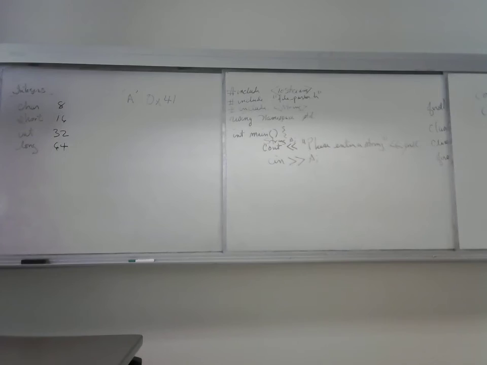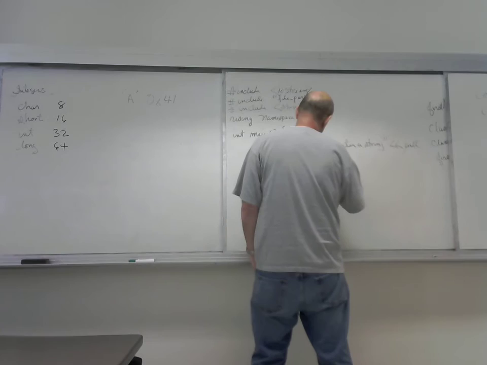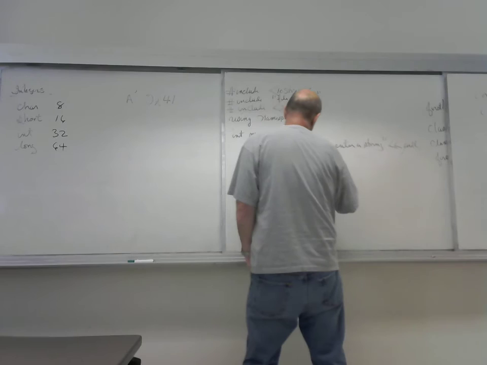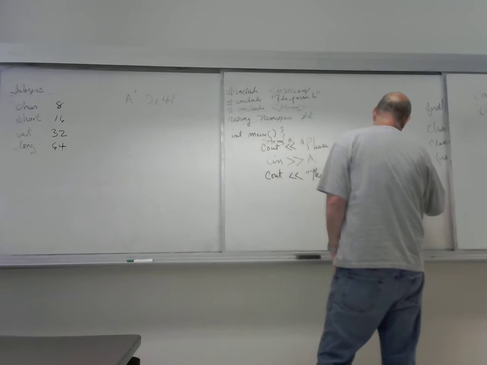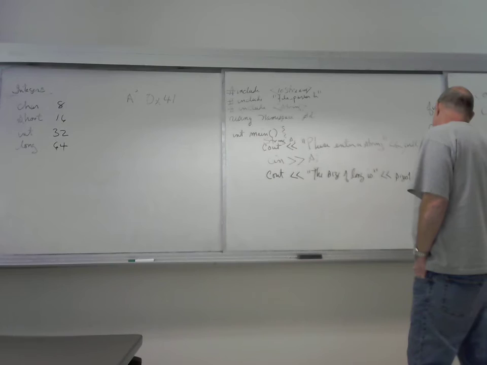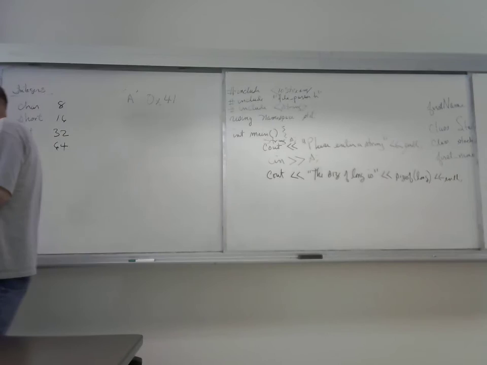Now there's an operator that you can use to get the size on the platform that you're working with. For instance, on Rocket, a long is 32 bits. In fact, int and long are the same size there. So there's an operator called sizeof. You can do something like this, and it will print the number of bytes that a long takes. So it's 64 bits, which is 8 bytes.